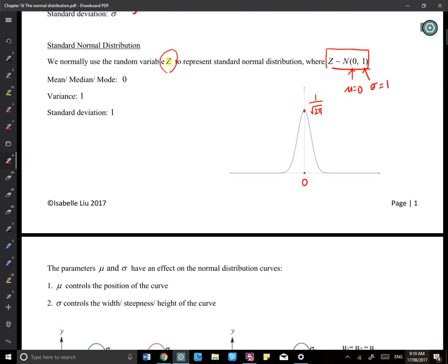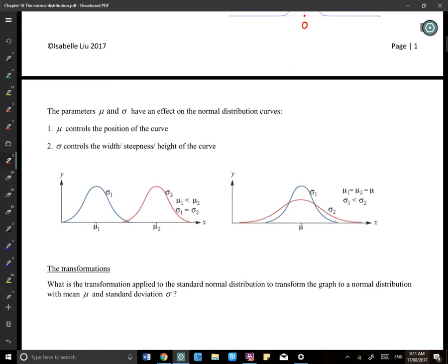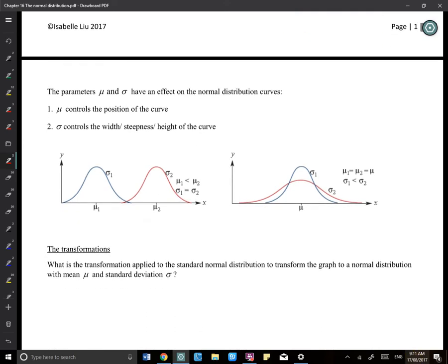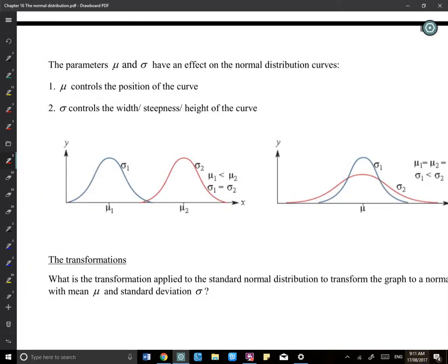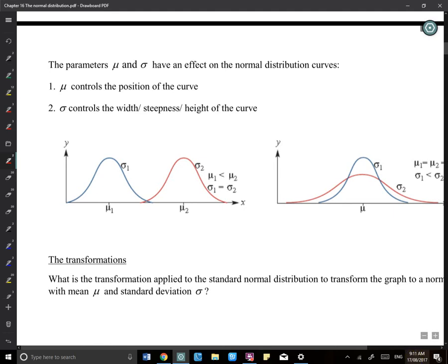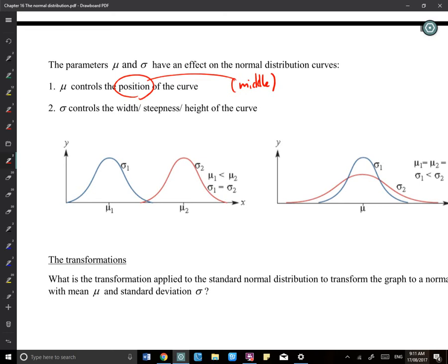And just have a think about the shape of the graph. How mu and standard deviation will control the shape of the graph. Different mu and sigma will give you different shapes of the graph. Have a think. The parameters mu and sigma have an effect on the normal distribution curve. Mu controls the position of the curve. I would say the position is the middle. Where's the middle of the curve? So mu is the middle. Different mu will give you different middle.